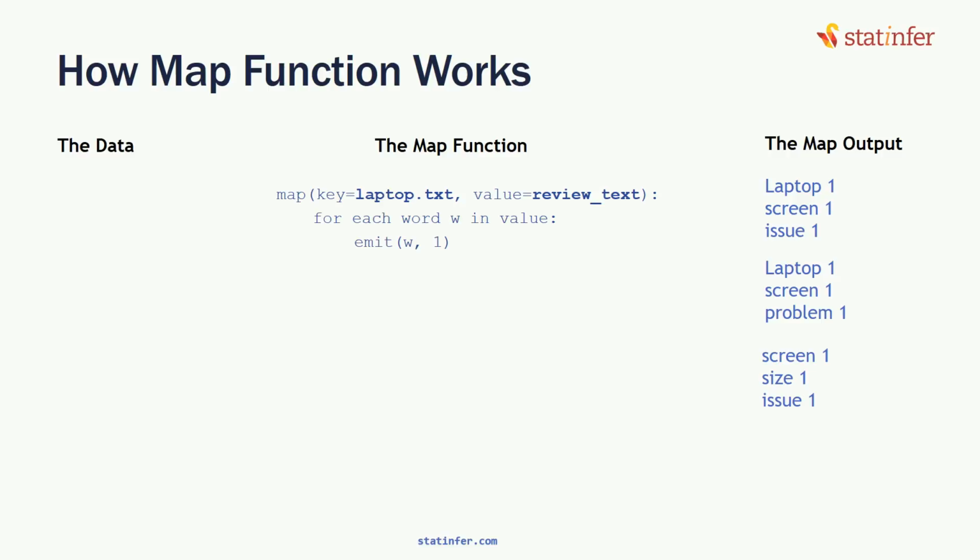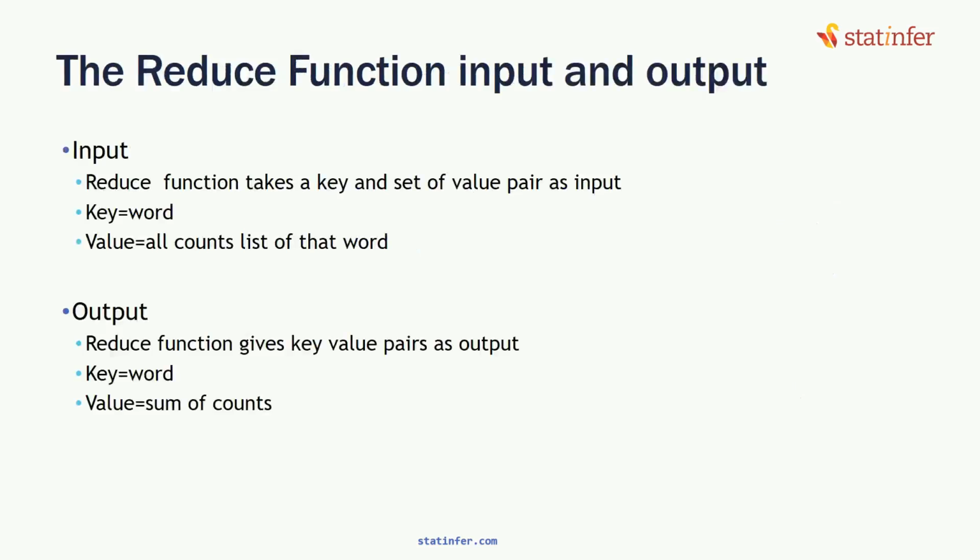Remember, the map function's output is not the final output. The map function gives you the intermediate output. This will be taken as input for the reduce function, and this is the intermediate output that we have at the end of finishing the map process. Then we get into the reduce function.